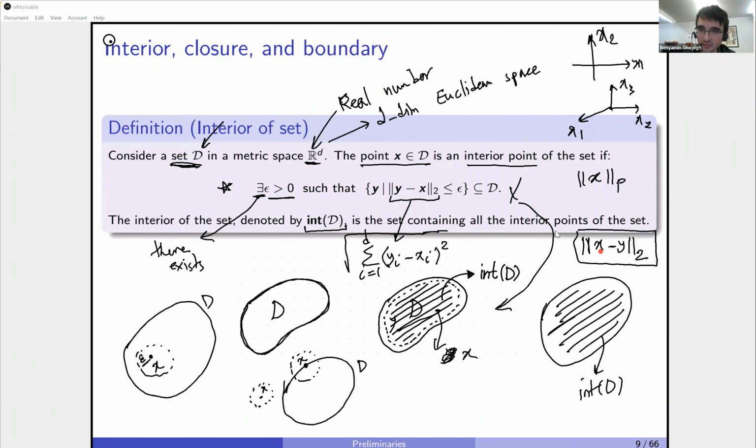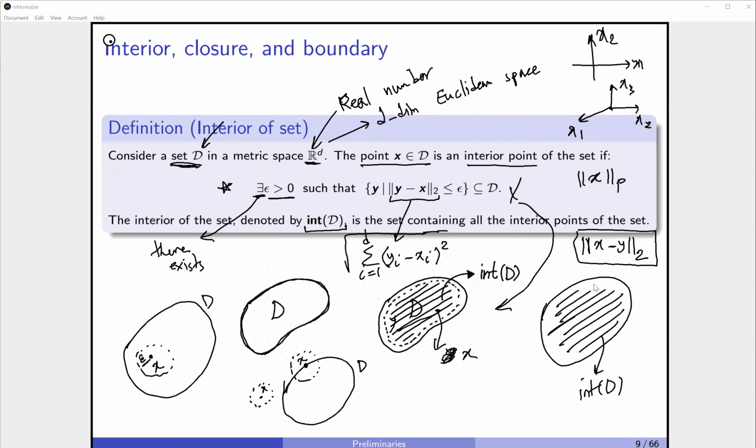So if you have a point in the space, and another point in the space, and you connect a line between these two points and measure the length of this line, this will be the Euclidean distance between x and y. And the L2 norm of x minus y is equivalent to the Euclidean distance of points x and y. I will introduce the norms very soon.